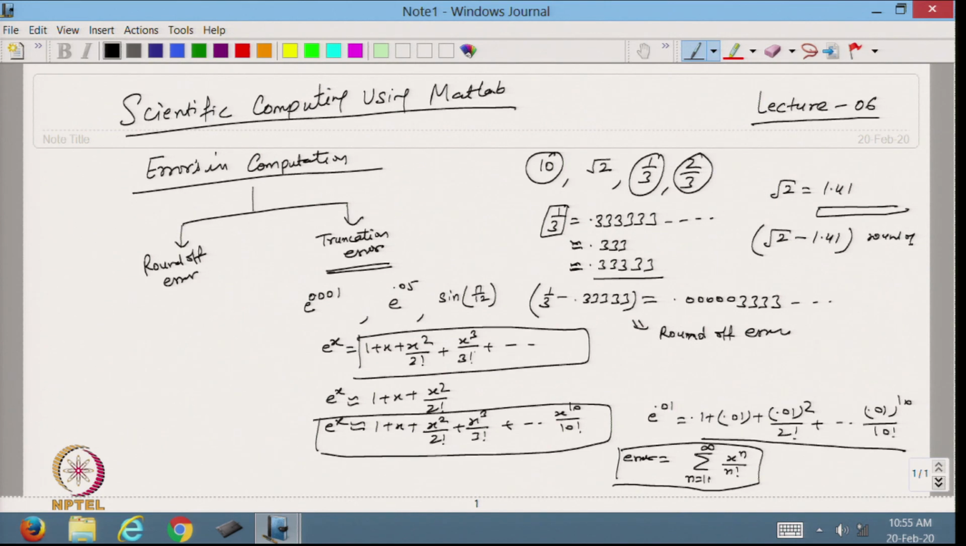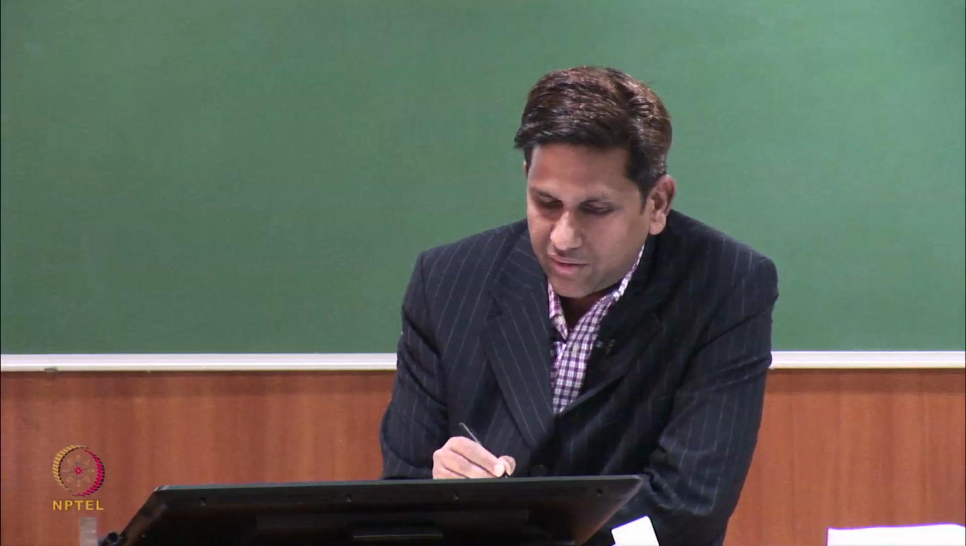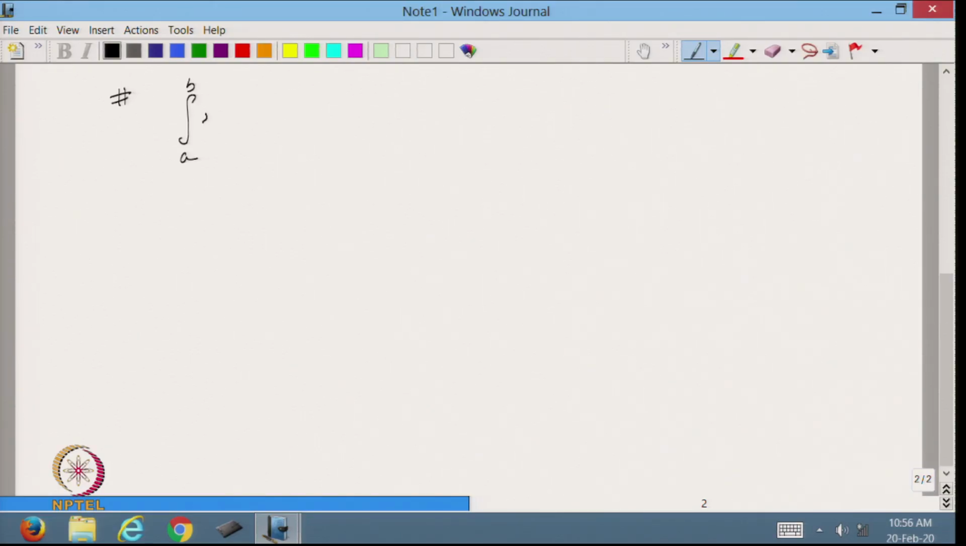So, this error is called the truncation error. This is one example of the truncation error. Maybe I can define another form of truncation error. Suppose I want to do the integration from a to b of this function f(x) dx, and suppose I am unable to find the integration analytically. So, I will use the computation for that one. In the computer it is going to give you the value, because this is the way we can define.